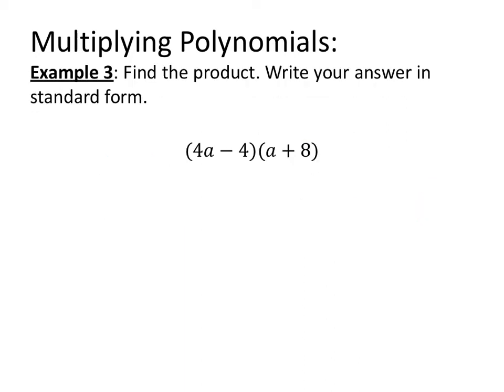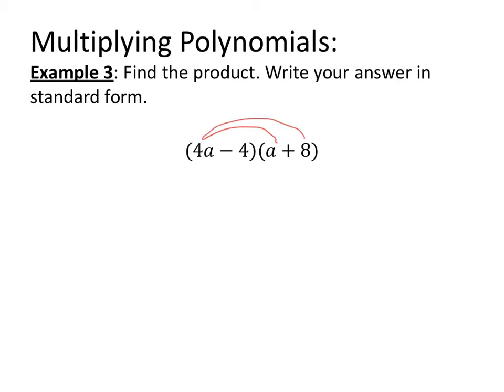All right, let's look at one that's just a little bit more complicated. Same idea here. When we're looking at this, we've got to make sure that we multiply both of these pieces to both of those pieces. There's definitely a few ways to do this problem, but I'll show you one of the most common ways that I know of, and that is to simply take this 4a and multiply it to both pieces.